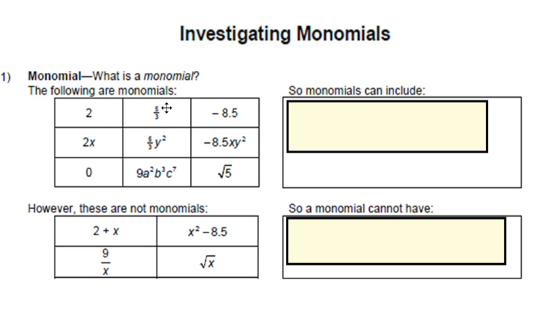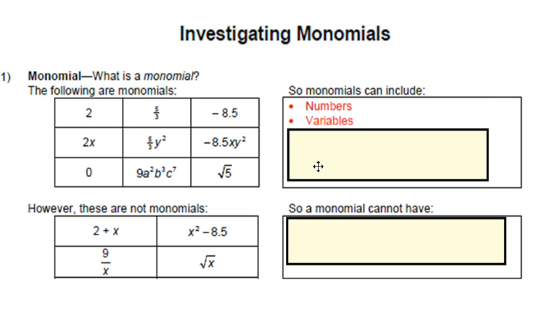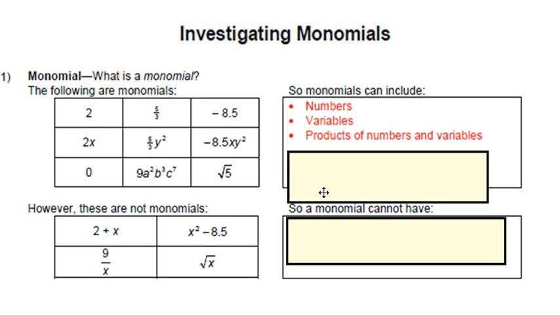Well, we notice that if I have just numbers, that could be a monomial. If I have variables, that could be a monomial. And if I have a product of numbers and variables, those represent monomials. Well, what's the difference in what's in these boxes and what is in these boxes?